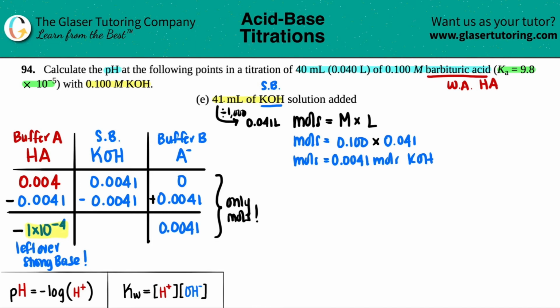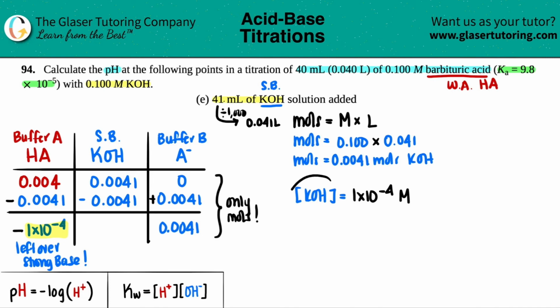Because, remember, leftover strong base is going to have a way higher pH than if we just added the buffers together. So if you have any leftover strong base, I don't care that we have any buffer, conjugate base, it's not going to make a dent in the pH. So now I know that at the end, I have a molarity of KOH that's 1 times 10 to the negative 4th molarity.